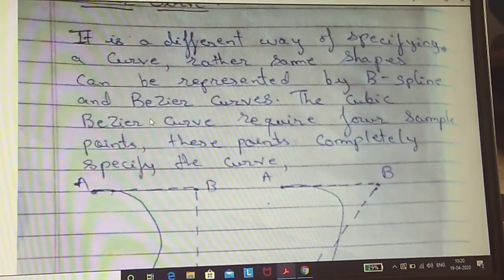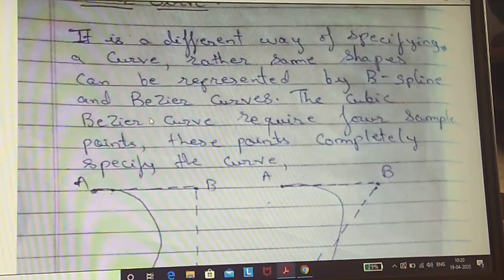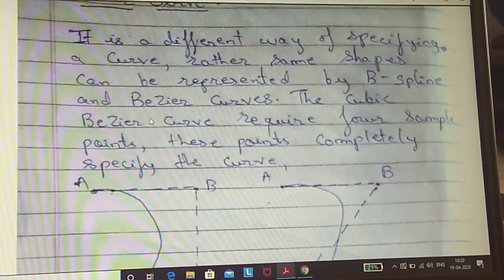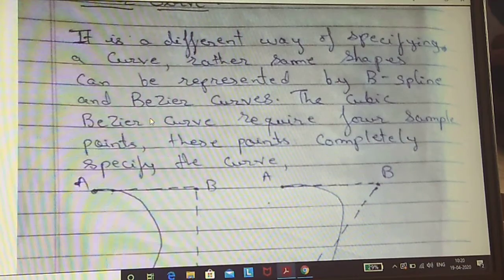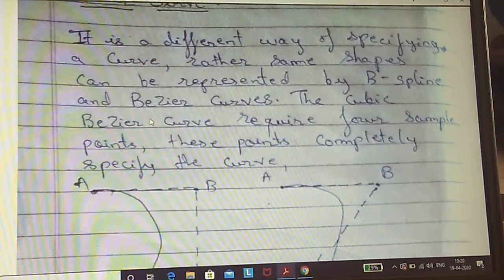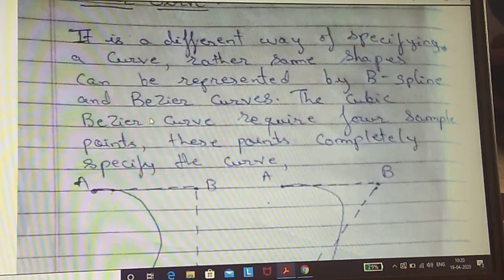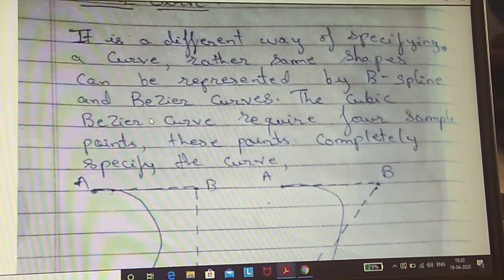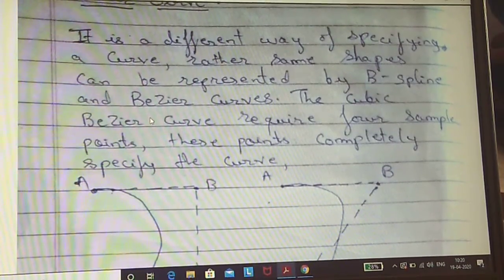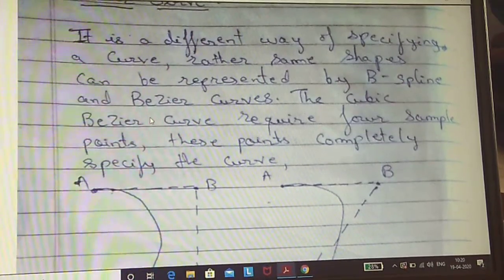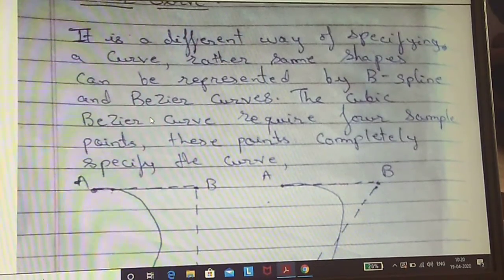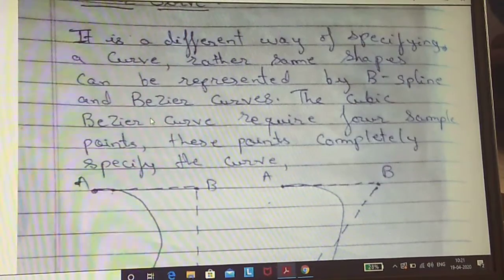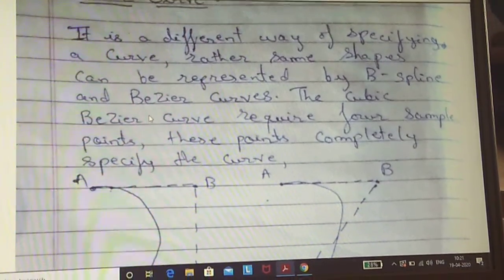The degree of the polynomial defining the curve segment is 1 less than the number of defining polygon points. Therefore, for 4 control points, the degree of polynomial is 3, that is a cubic polynomial. Like we said, a cubic Bezier curve has 4 control points, but the cubic defines 3. So the degree of the polynomial defining the curve segment is 1 less than the number of defining polygon points. So for 4 it's considered as 3. Then the curve generally follows the shape of the defining polygon. We know that it follows the shape.